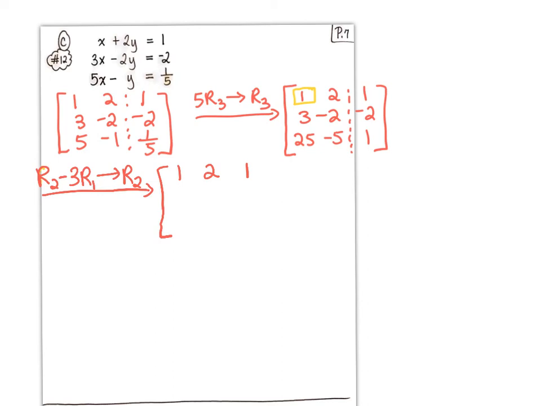Then what is row 2 becoming? 0, negative 8, negative 5. Good. So 3 minus 3 times 1 gives us 0. Negative 2 minus 3 times 2 gives us negative 8. And then negative 2 minus 3 times 1 gives us negative 5. Okay? Good. How did you change row 3?